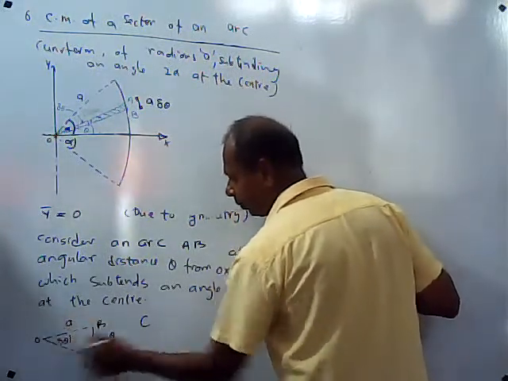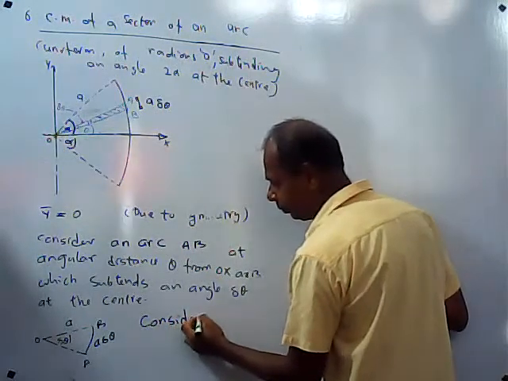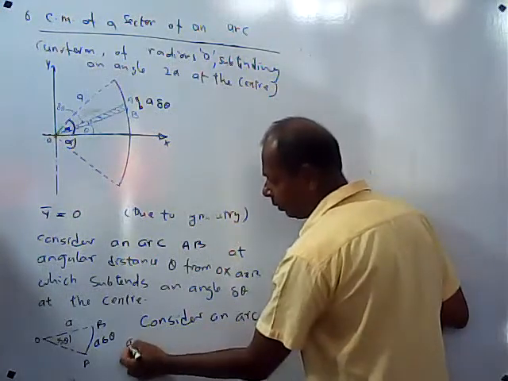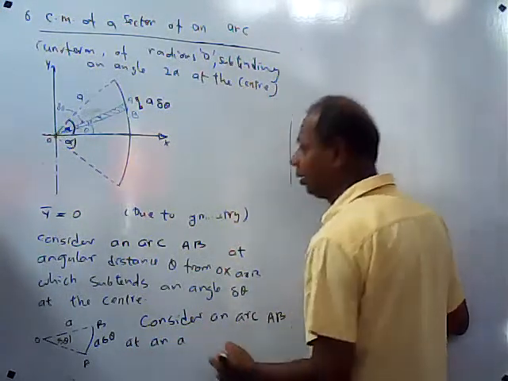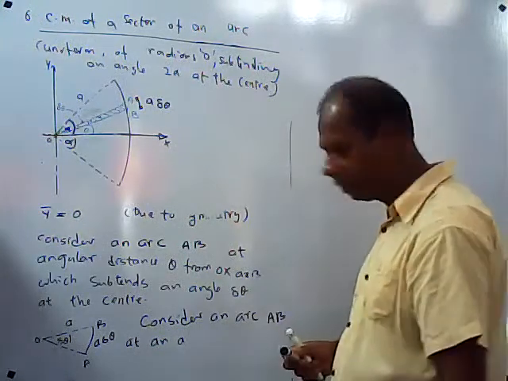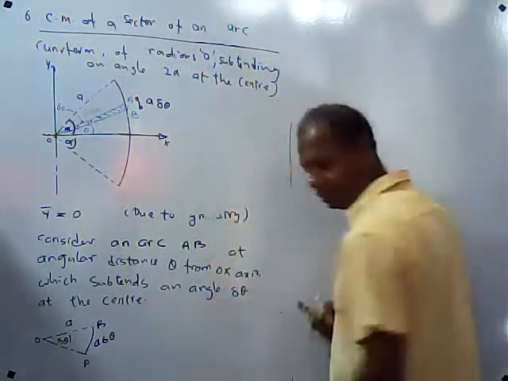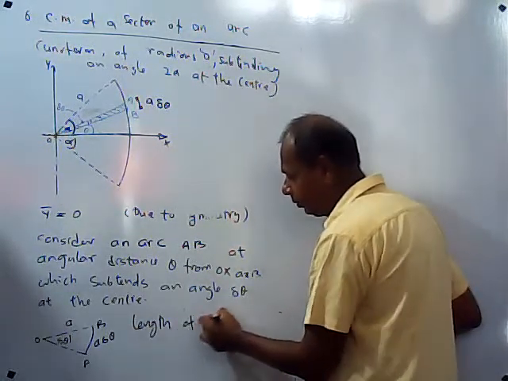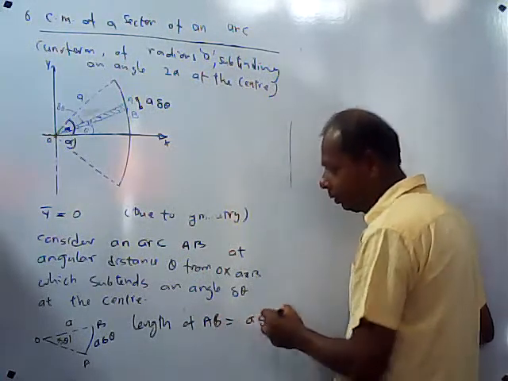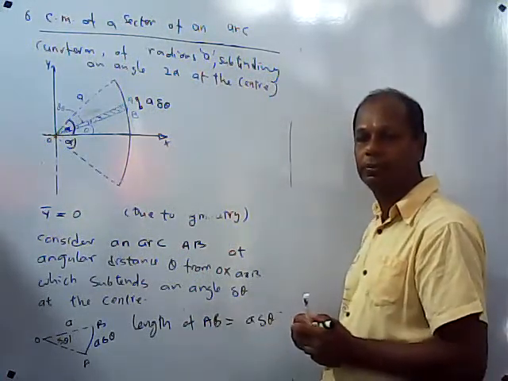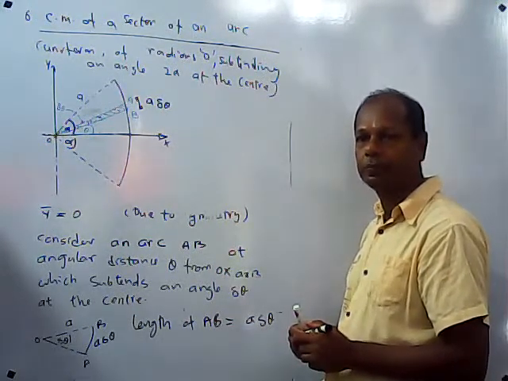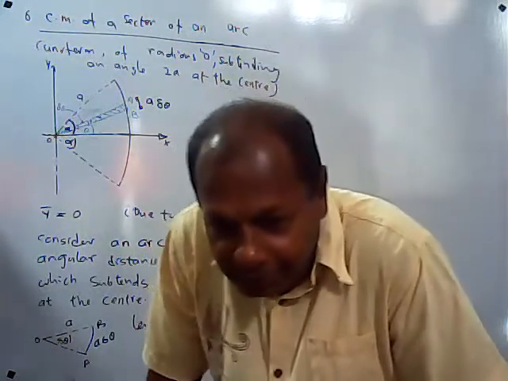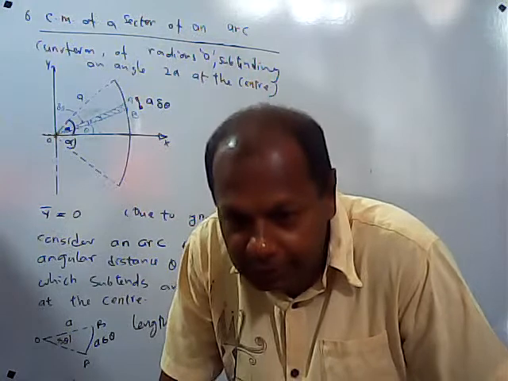Consider an arc AB at an angular distance delta theta. The length of AB is a delta theta. To convert this into the mass, what do you do? Multiply by the linear density, right?